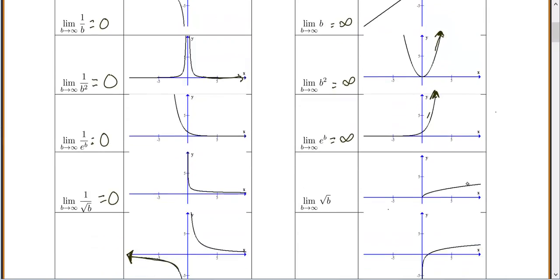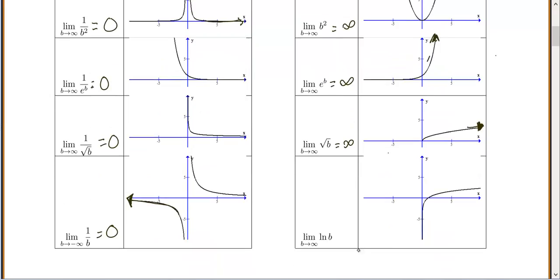Square root of b, the numbers don't get as big as fast, but eventually we still get super big numbers, and our limit is infinity. Or natural log of b, again, we grow a little bit slower, but we're still going to go to infinity eventually. Okay, so here's where you can compare and contrast. Because in this class we keep with pretty simple functions, anytime you divide by infinity, you'll get to 0.